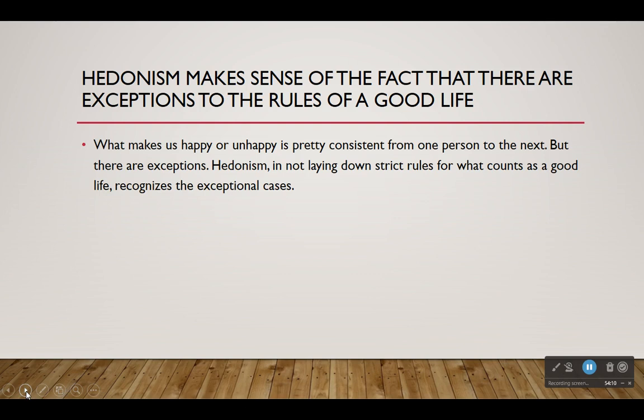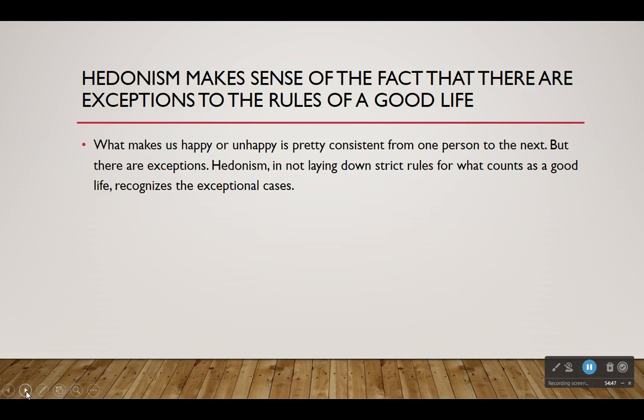Hedonism makes sense of the fact that there are exceptions to the rules of a good life. What makes us happy or unhappy is pretty consistent from one person to the next. But there are exceptions, and hedonism, in not laying down strict rules for what counts as a good life, recognizes the exceptional cases. So say, for example, world-class chess players study chess, practice playing chess, for sometimes 20, 21, 22 hours a day.